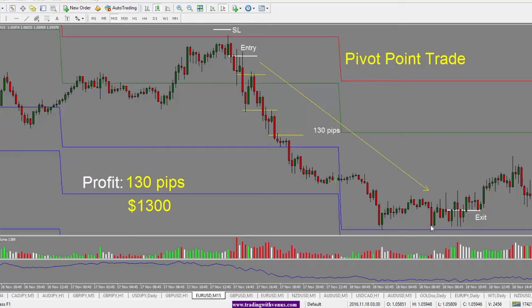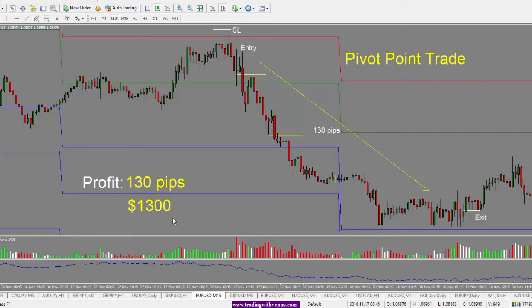But then as we can see, there's four times now that the price hasn't broken below the S1 level, and this is a good area for us to exit the trade, because if it hasn't broken through this level four times, chances are it could pull back and push up higher. And in this trade from entry to exit here, we get 130 pips or $1,300 in profit if trading one standard lot.